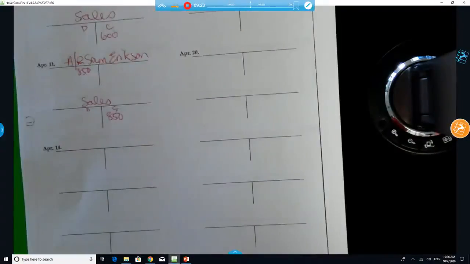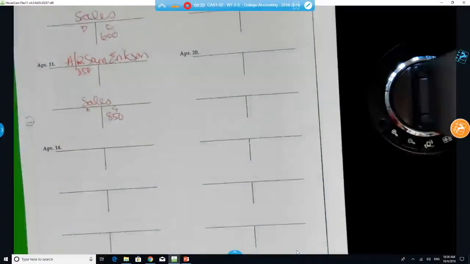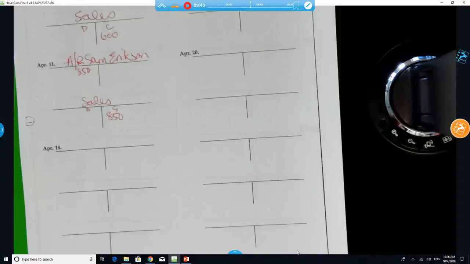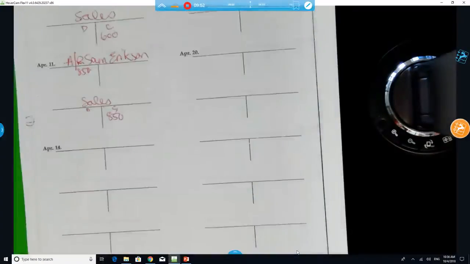Always cheat and look at your accounts in your chart of accounts for your transactions. All right, let's pick another person here. Madura: paid cash for rent, $250. What are my two accounts that are affected? Cash and rent expense. Good. So what's happening to my cash account? Is it going up or down? It's going down.